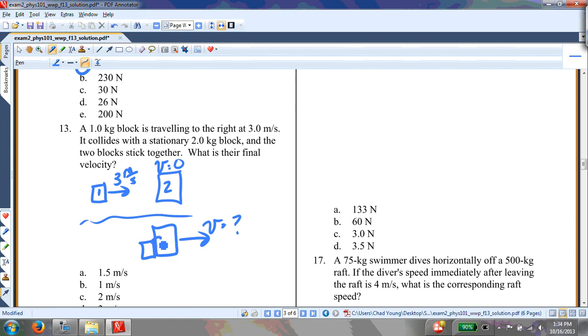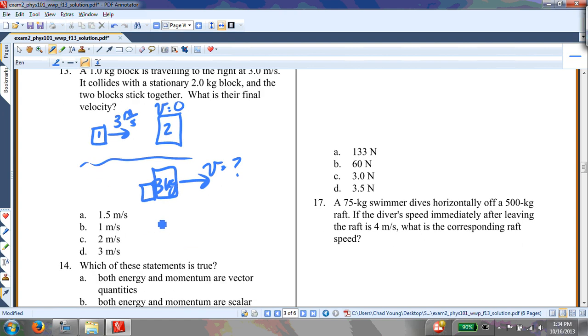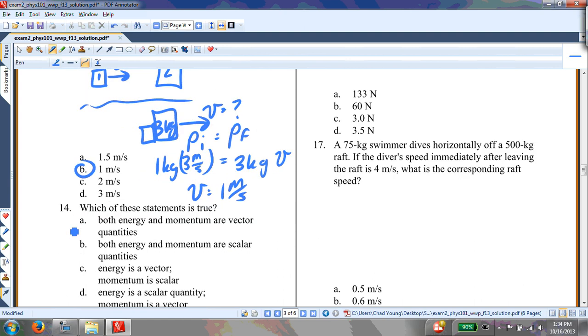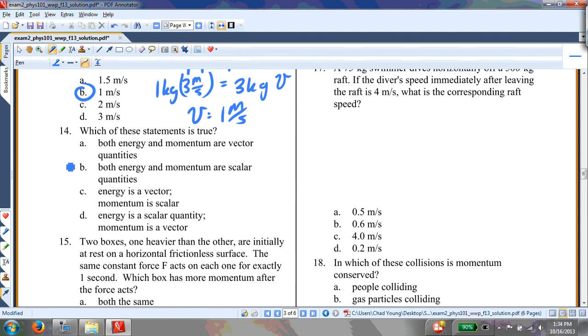Now combined, these have a mass of 3 kilograms. All right, so my initial momentum is 1 kilogram times 3 meters per second. That has to equal my final momentum, which is going to be 3 kilograms times the velocity. So 1 times 3 equals 3 times 1. Velocity is 1 meter per second. That's B. Which of these statements is true? Well, let's see. Energy is a scalar, momentum is a vector. So that would be B.